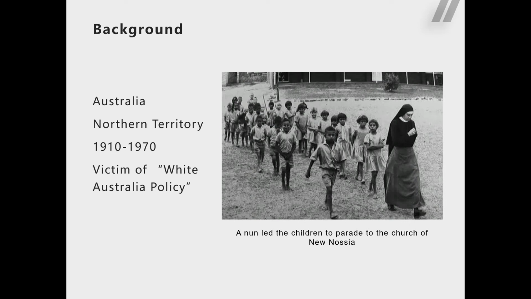So, the Stolen Generations happened between 1910 and 1970. It is a dark history of Australia. It started from the Northern Territory and spread to all of Australia. This event is all about the Australian government wanting to assimilate the Aboriginal people and create a white community, which took their children for the sake of improving the lives of indigenous people.